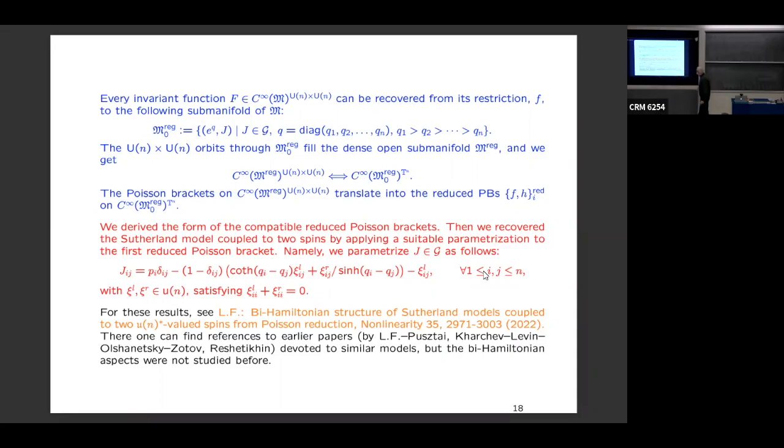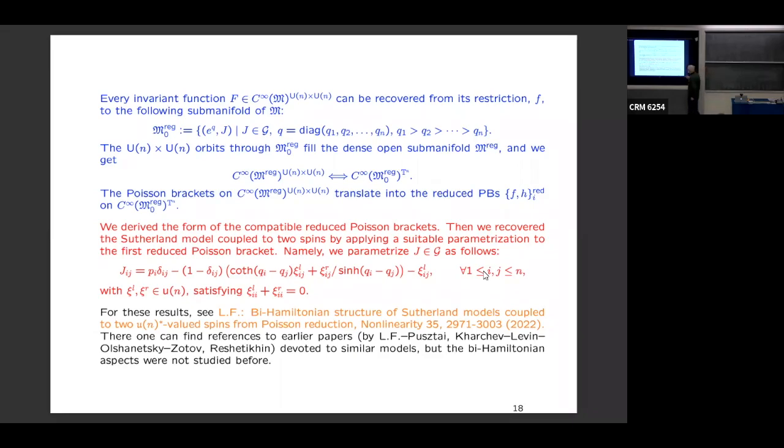So we represent the invariant functions by the restriction to this group element, which is a positive diagonal matrix. And then I performed the task of deriving the reduced Poisson bracket formula. I did not write it because those formulas are a little bit longer. But now we parameterize this element J. This is an arbitrary GLN(C) matrix, and you can parameterize it like this, with the real part of the diagonal part. This is P, and then you put here these functions of Q, and psi left and psi right are, as I mentioned, anti-Hermitian matrices such that the sum of their diagonal part is 0. So this is another unique parameterization of a GLN(C) matrix.